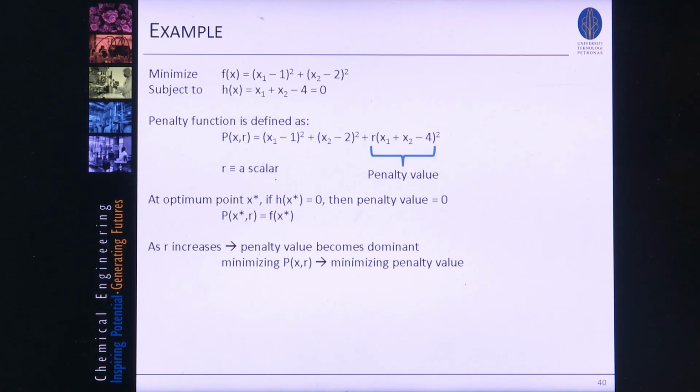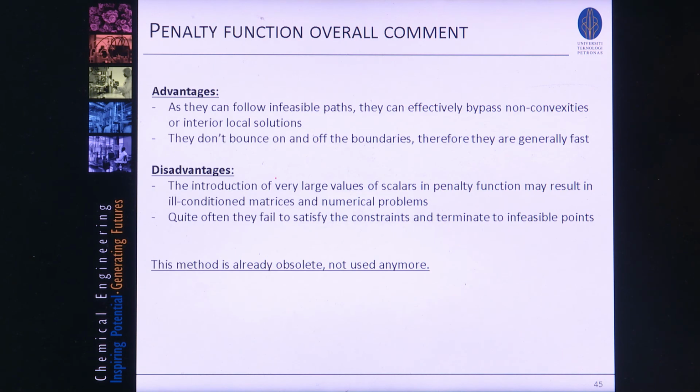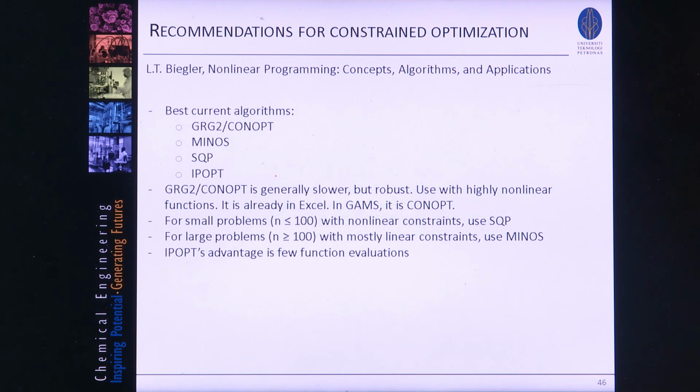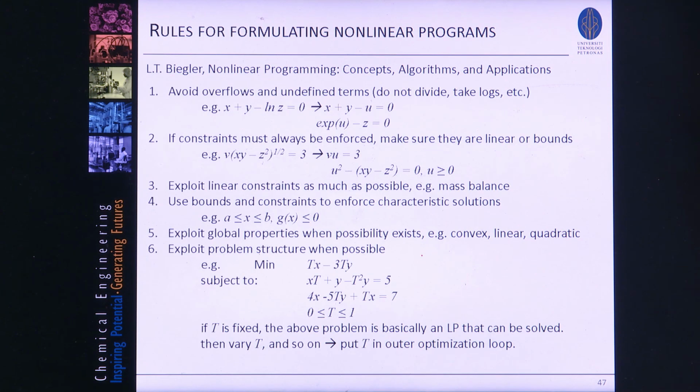So penalty functions, I think I can skip this. Some recommendations for constrained optimization, I took this from Biegler's slides. The best algorithms are GRG2 or CONOPT, MINOS, SQP, and IPOPT. These four are best depending on your situation. GRG is slower but robust, but for small problems we can use SQP. For large problems with mostly linear constraints, we can use MINOS. And IPOPT's advantage is few function evaluations compared to GRG and SQP.